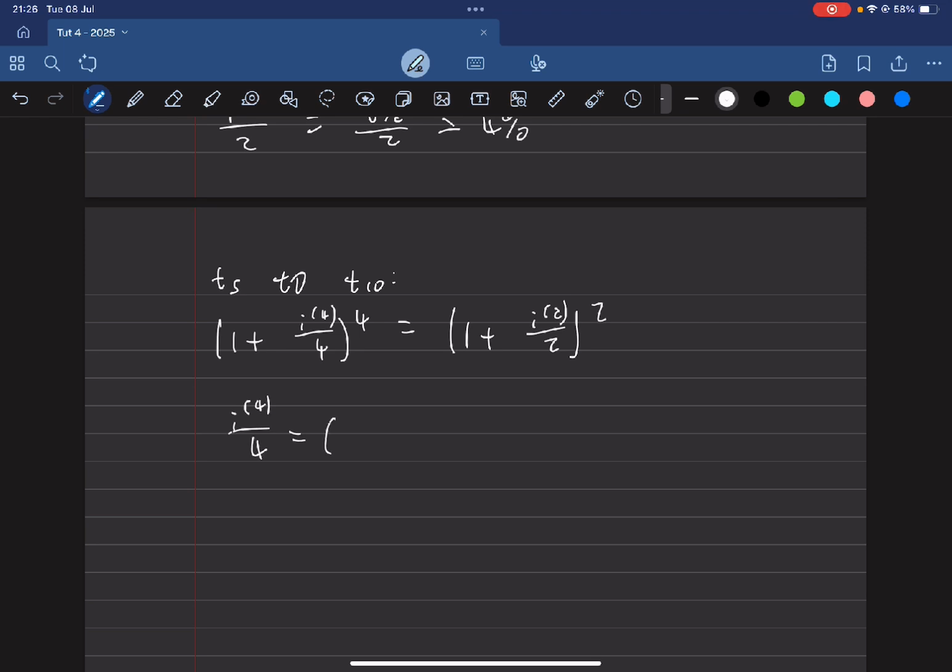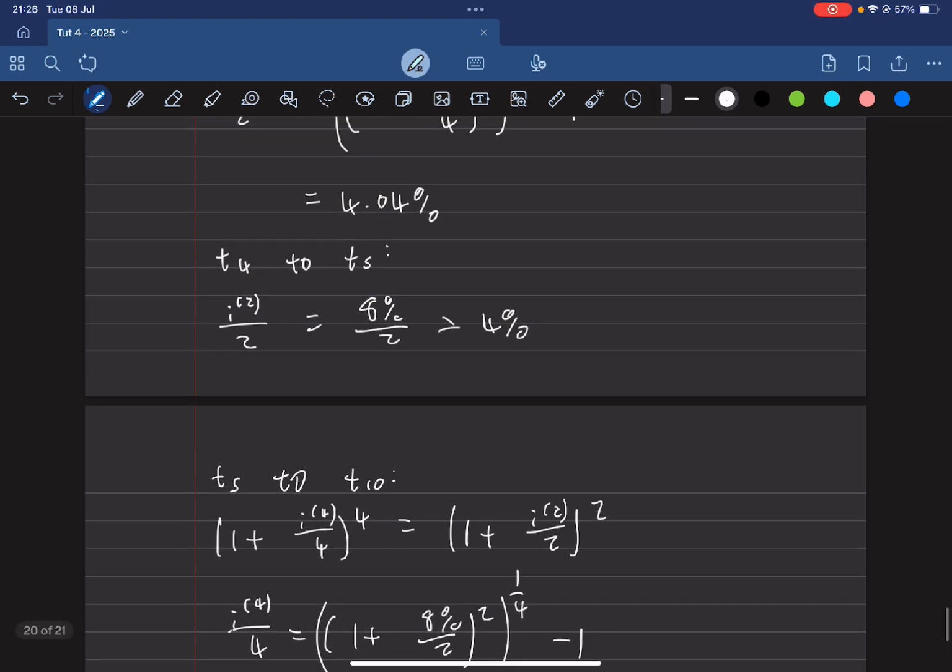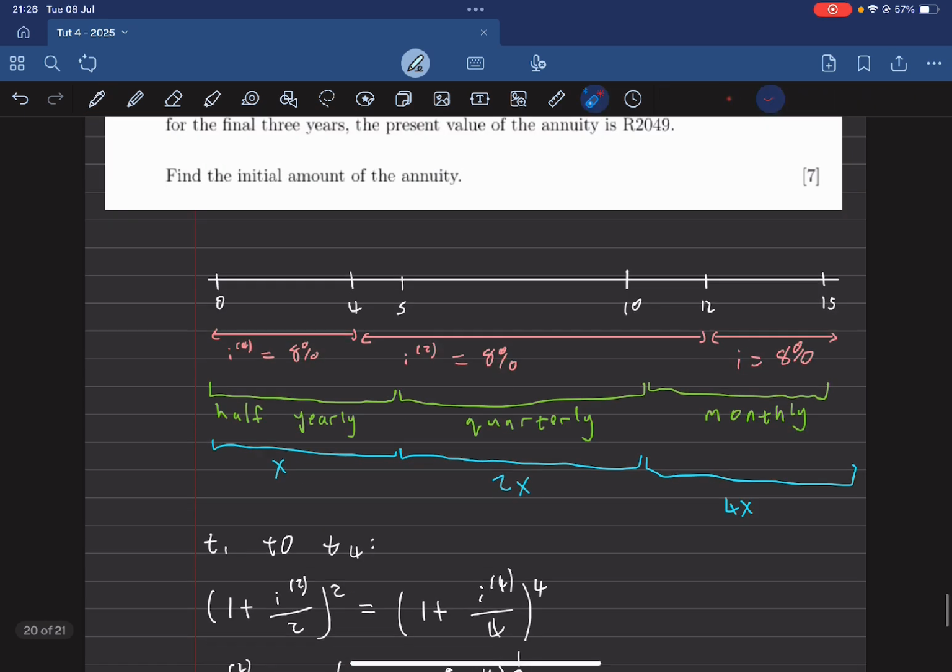Let's sub in what we know and solve for I4 over 4. So it's going to be 1 plus 8% over 2 to the power of 2, all of this to the power of 1 over 4, minus 1. Okay. And that is going to get you roughly 1.98%, which I'm going to store in my calculator as A for accuracy.